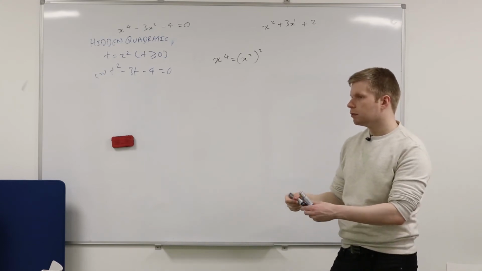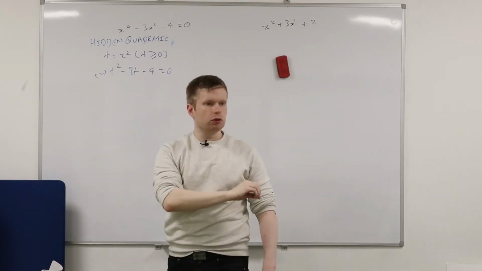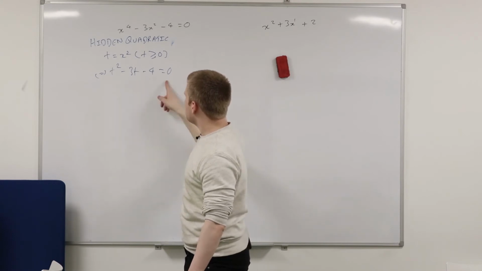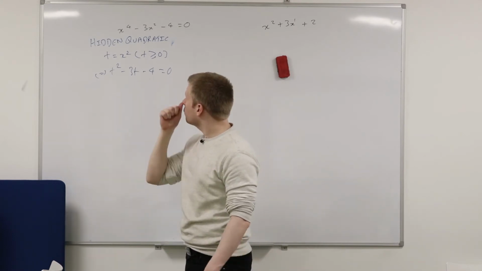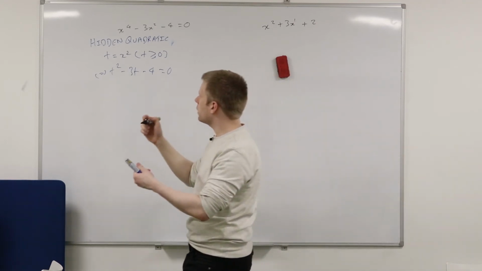So what we've got here then is definitely a quadratic. The highest power is definitely 2. So t squared minus 3t minus 4 equals 0. Fantastic, thank you. Okay, and I think we know how to solve this. So how could we solve this now? How would we factorize it?